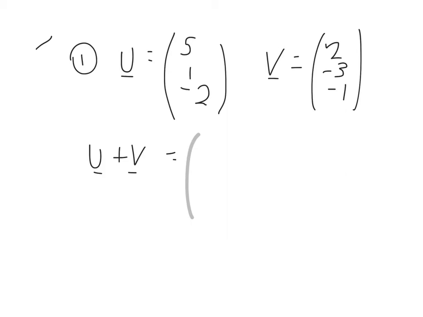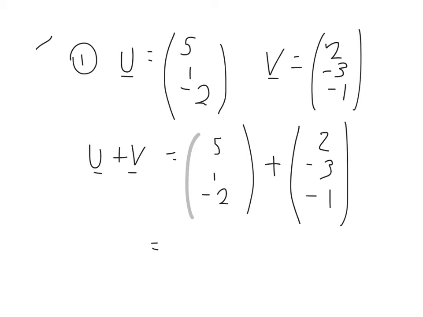So adding vectors is easy in component form, so it's just 5, 1, minus 2 plus 2, minus 3, minus 1. So it's quite intuitive, it's just 5 plus 2 is 7, 1 plus minus 3 is minus 2, plus minus 1 is minus 3.